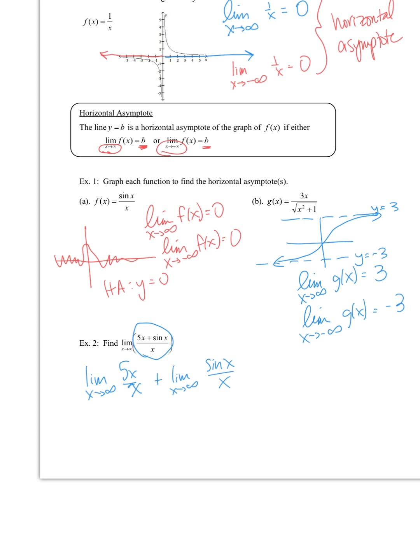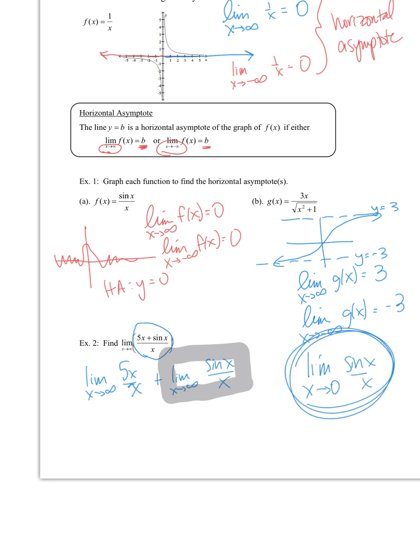Now, I want to make sure that I take a moment to say that this is not this. I asked you to memorize this one already. That one equals 1, but that's not what this one is. Do you see that? This is approaching infinity, not 0. So this may require you to break out some sort of a graphing utility.